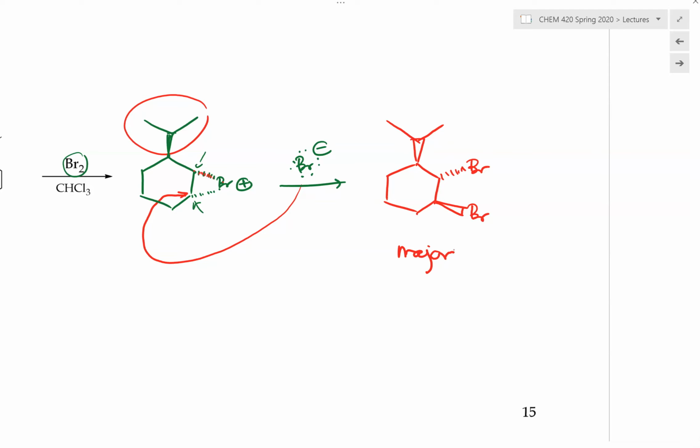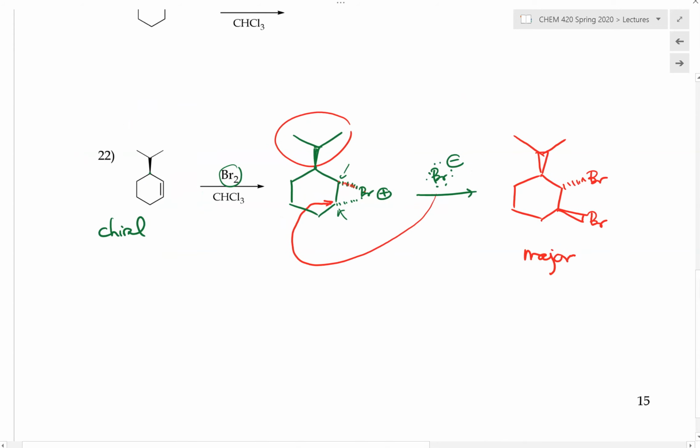So again, the complexity and the substitution on this starting alkene dictates what kind of products we'll be getting. Are we getting a racemic mixture, or is there any selectivity at all? Then again, that is answered by the structure of our starting alkene.